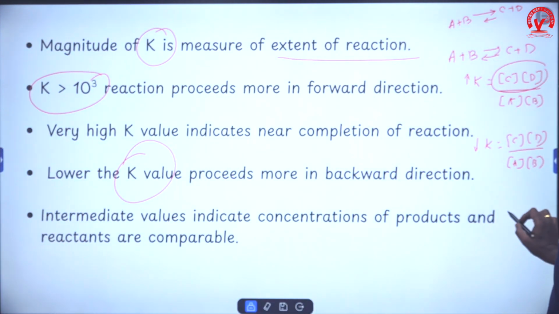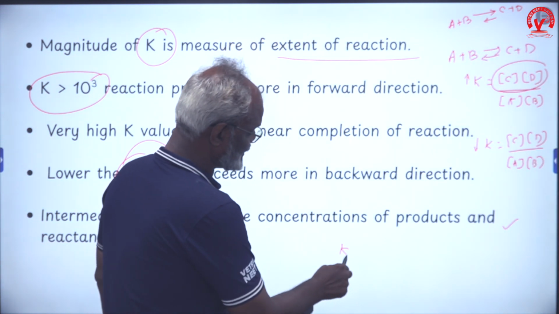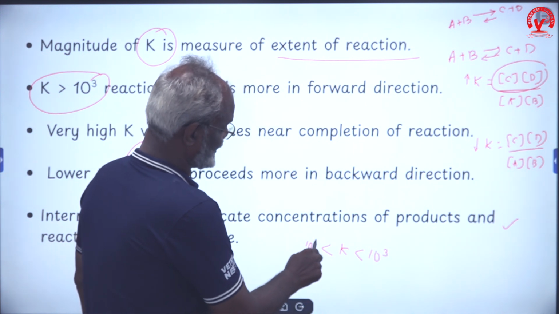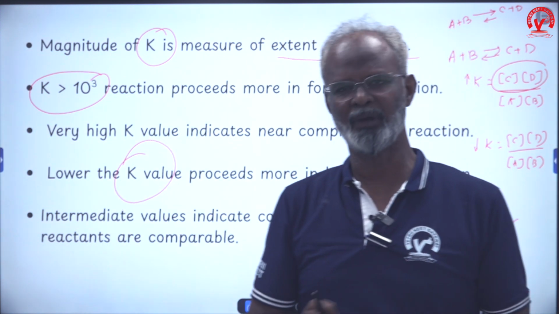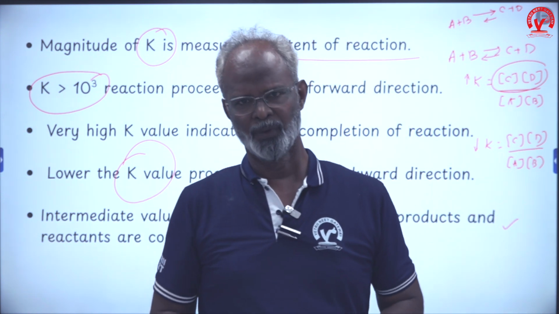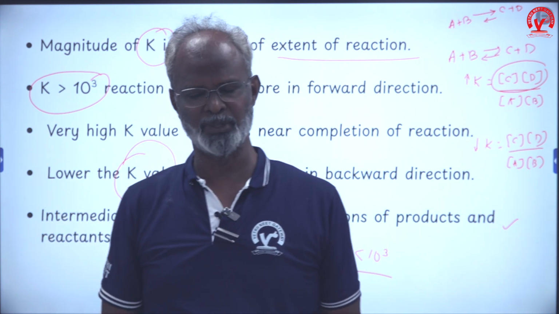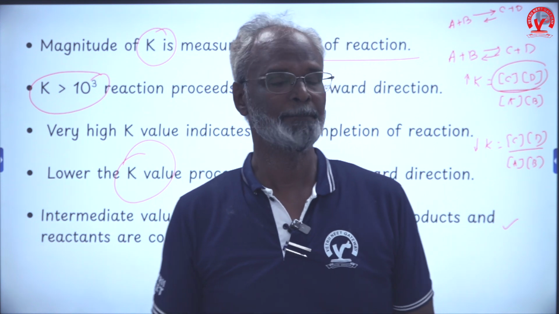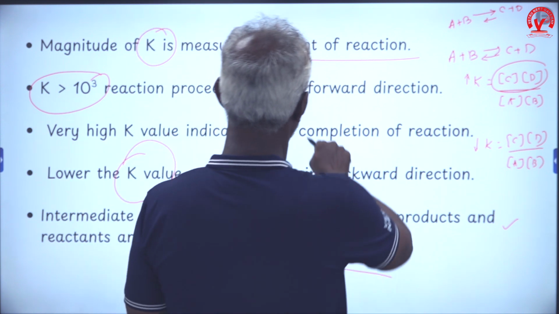Now the intermediate values: if the K value is between 10 power 3 and 10 power minus 3, a moderate value, not very high, not very low, then there is a comparable amount of reactants and products. So the K value importantly indicates to what extent the forward reaction proceeds or to what extent the reverse reaction happens. So the K value indicates the extent of the reaction.